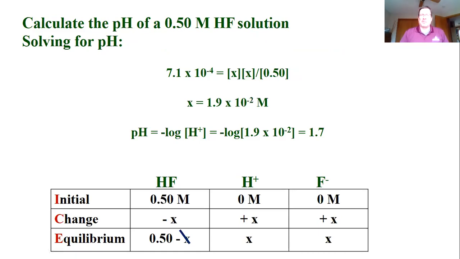So then I just plug in my numbers. 7.1 times 10 to the minus fifth over 0.5, I do the math, I get 1.9 times 10 to the minus second. I did that in the last slide. Since pH is the negative log of H, I take the negative log of 1.9 times 10 to the minus second, and I get 1.7. So making that assumption that I could ignore the X in the 0.5 minus X, I come out with 1.7.